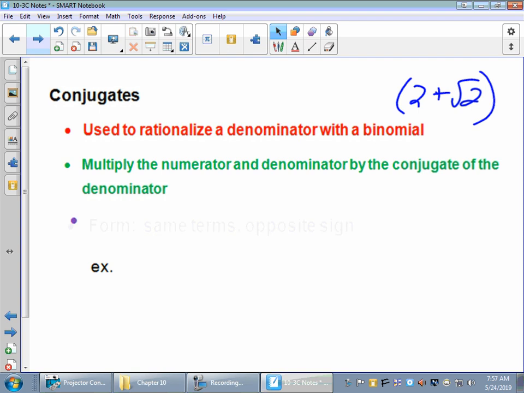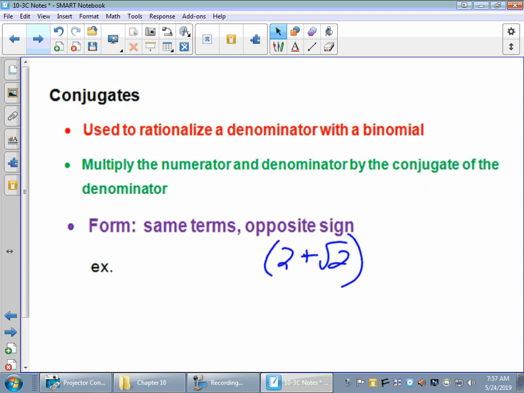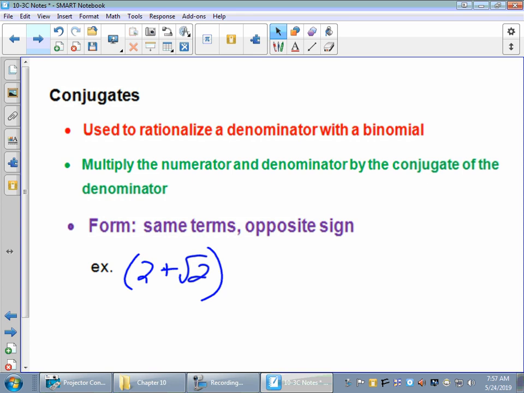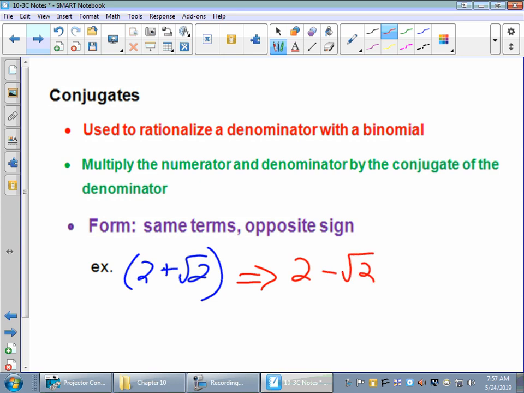Okay, and what is the conjugate? It's basically its form. It's the same terms, but the opposite sign. Same terms, opposite sign. So if I take this whole thing down here for my example, the conjugate here would be 2 minus the square root of 2. Okay? So we have the same terms, 2 and square root of 2, but instead of a plus sign here, we've got a minus sign. Okay? So that would be the conjugate.